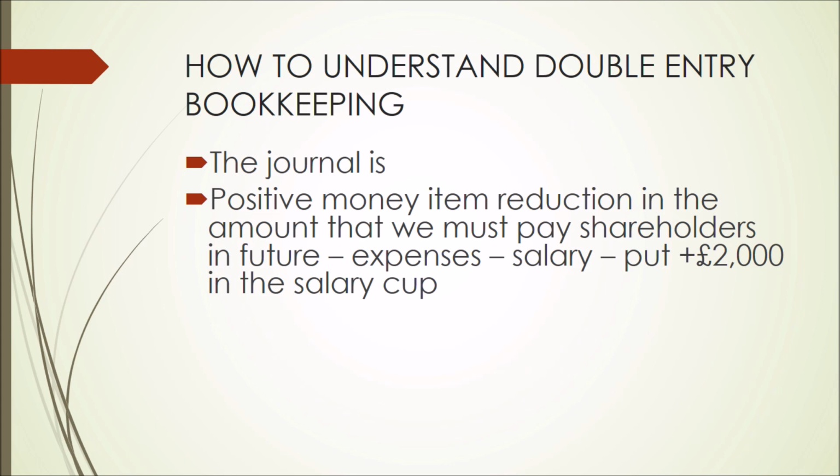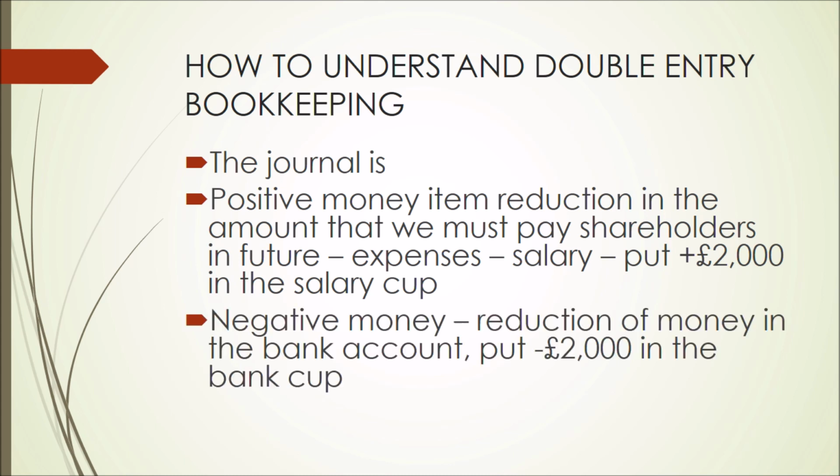So here, the positive money item is the reduction in the amount that we would pay the shareholders in future expenses. So the salary. So you put plus 2,000 in the salary cup that sits on the liabilities to shareholders sheet. The negative money will be the reduction in the bank account, our assets. So we put a minus 2,000 in the bank cup.